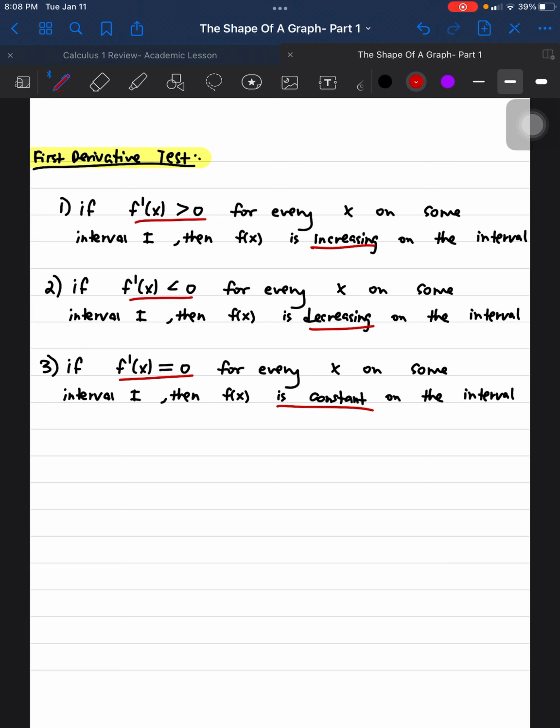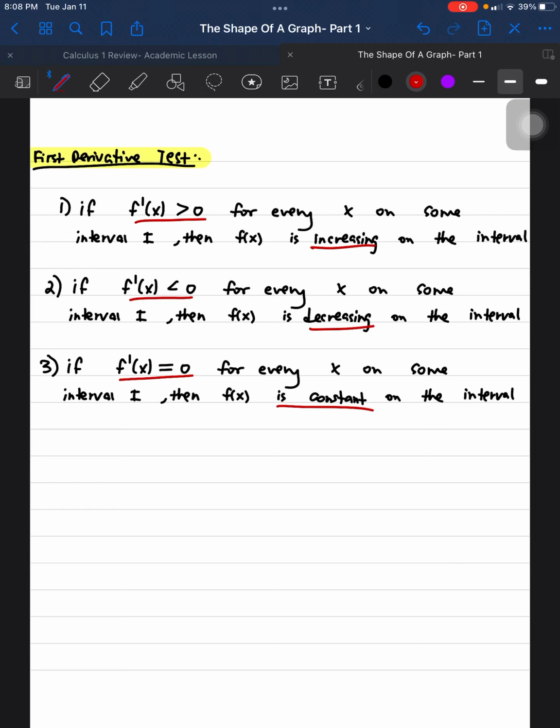So in this video, we're going to be going over another application of derivatives, and this is where we're going to learn how to actually graph a certain function using the derivatives of that function. So the first thing we're going to be talking about is the first derivative test.